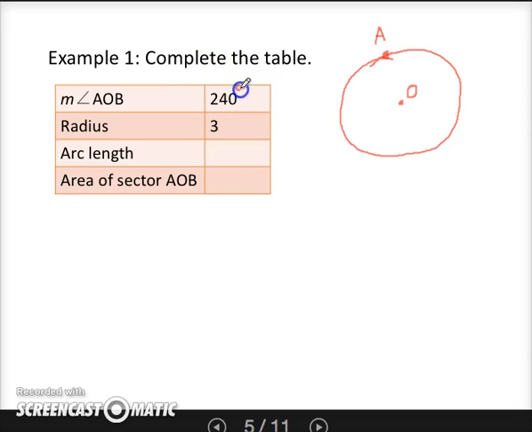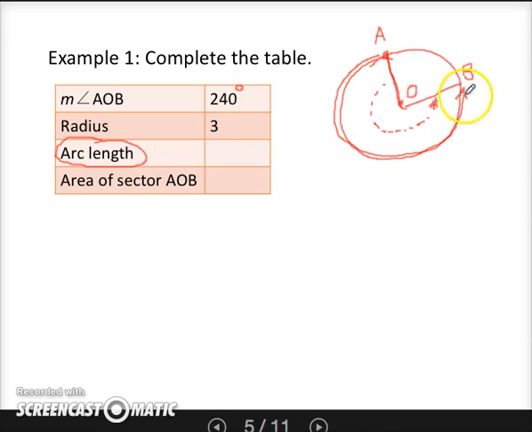240 degrees is our angle measure, and we've not dealt with any angle measures that are more than 180 degrees before. So what we have to do is go around all the way to 180 degrees, and then keep going past 180 till we get to about 240 degrees. We're going the long way around this circle. So when we're asked to find the arc length, we have to remember that we are walking the long way around the edge of this circle to get from point A to point B.